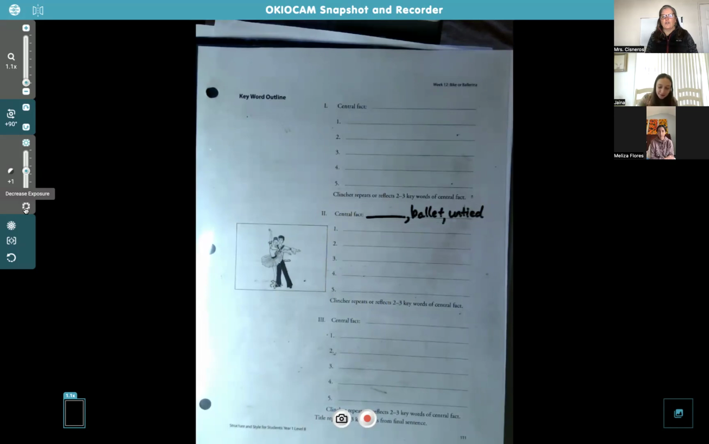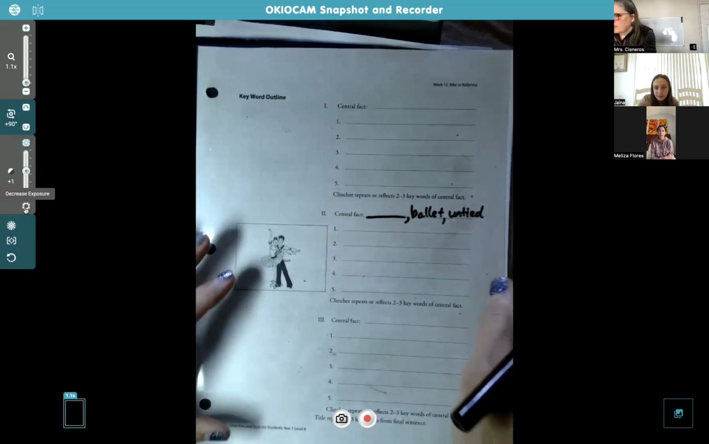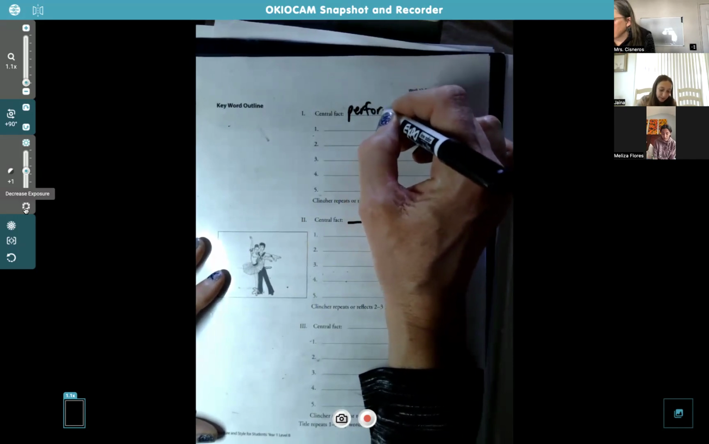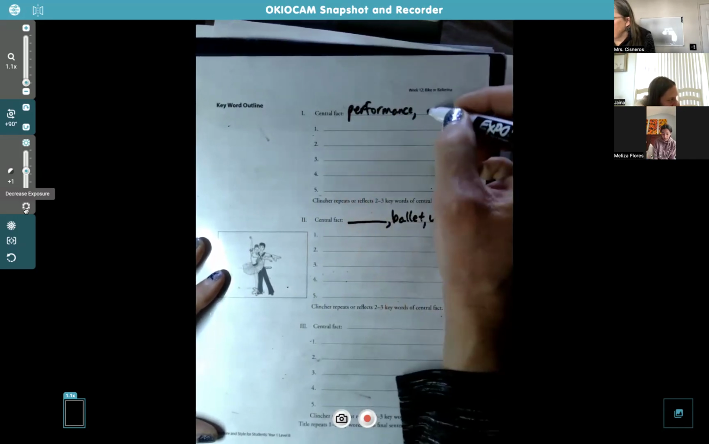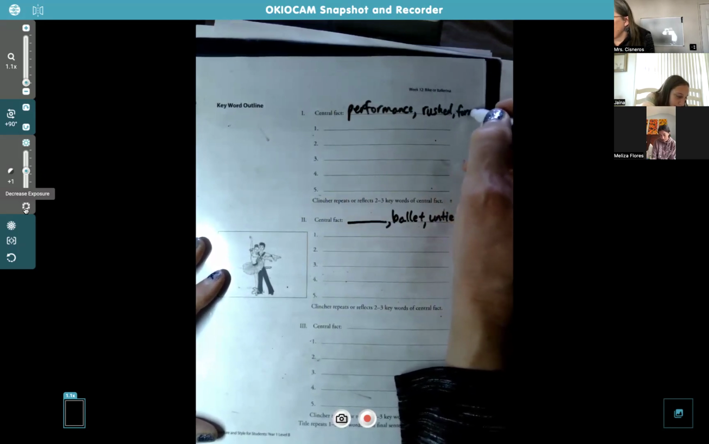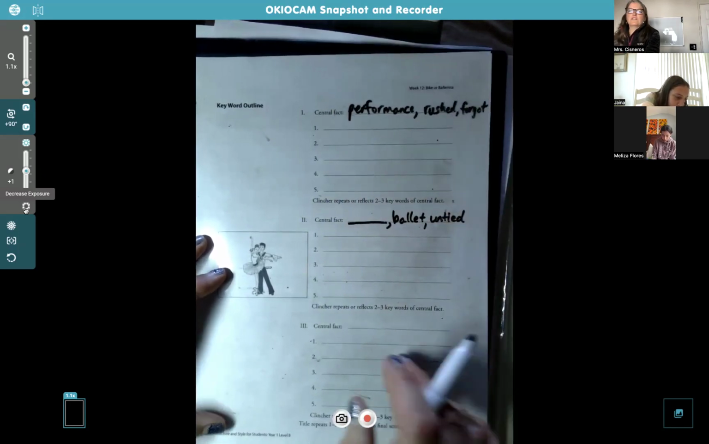Lily, do you have any ideas of what could happen before this picture? That was kind of the same, just he was rushed to get ready and forgot to tie one of them. Okay. Maybe they're at a performance and they're rushed. She was rushed, and I'm just going to put forgot. So performance, rushed, forgot.